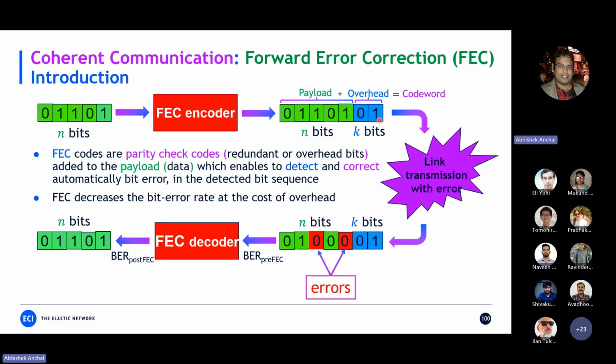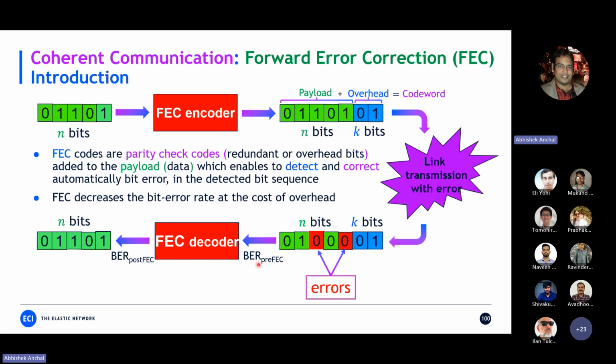Now, since we are adding some extra bits which have no information, we call it overhead, and the total word, payload, that is information plus overhead, is called the code word. So we basically transmit the code word which contains some redundant or overhead bits. And when the errors occur because of nonlinearity and dispersion and phase noises, etc., it tries to find out where the error is and tries to correct those errors. So the received bits with the error are fed to the FEC decoder, and the decoder works with this overhead and tries to recover the bits or correct the error.